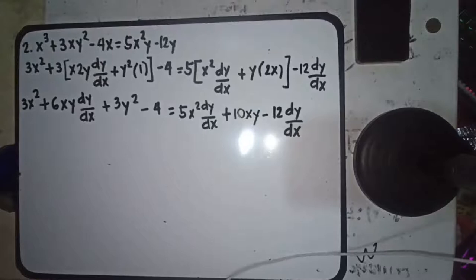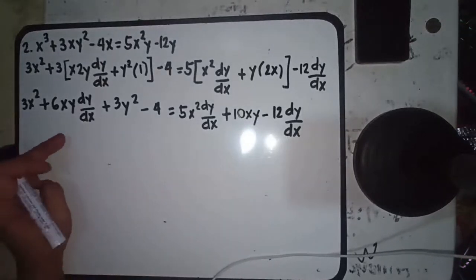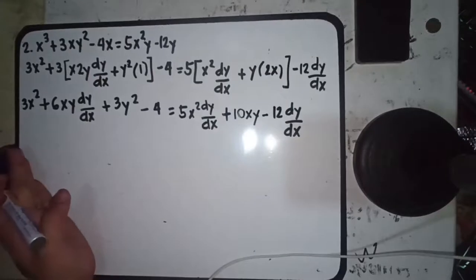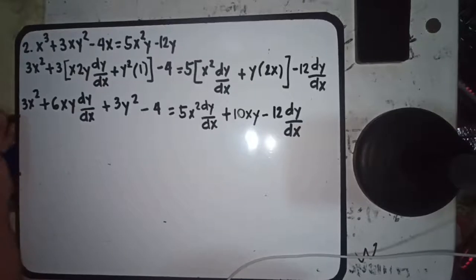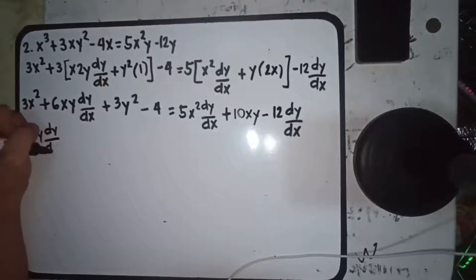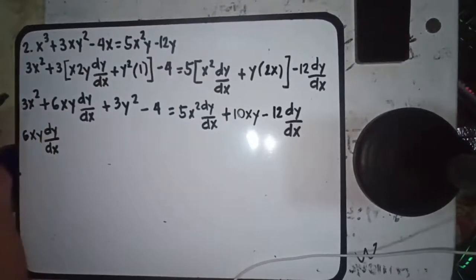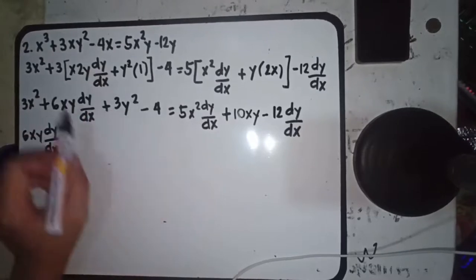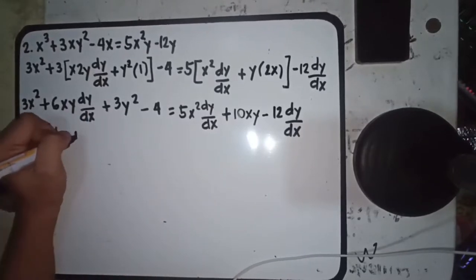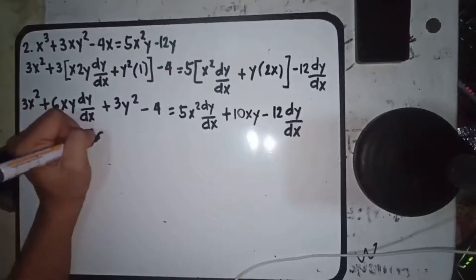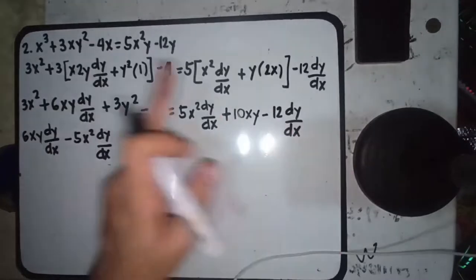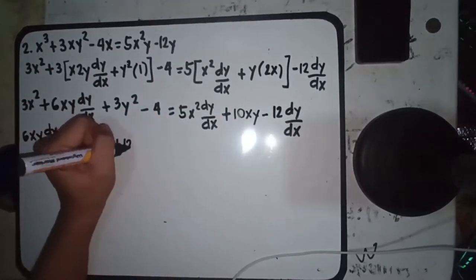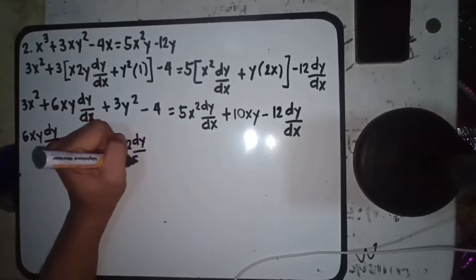Okay, next, we isolate the terms with dy over dx on the left side, and the rest of the terms without dy over dx on the right side. So, what remains here, we have 6xy dy over dx. And then, we have 5x squared transposed. So, we'll have minus 5x squared dy over dx. Then, we also have minus 12 transposed. So, we'll have plus 12 dy over dx.